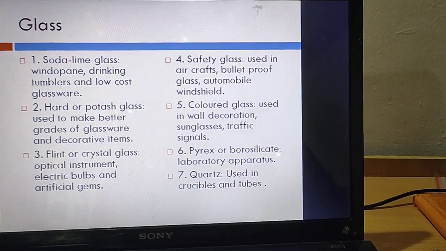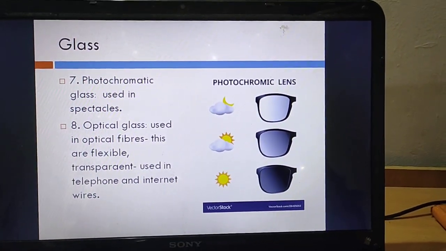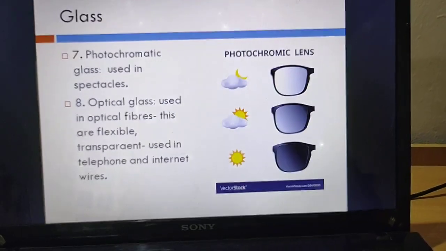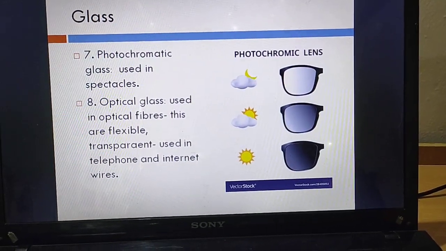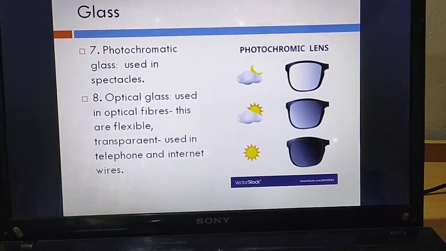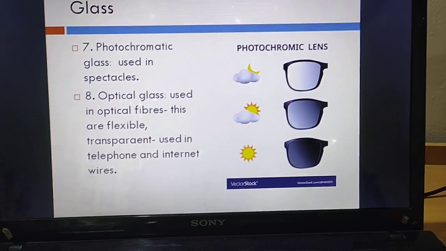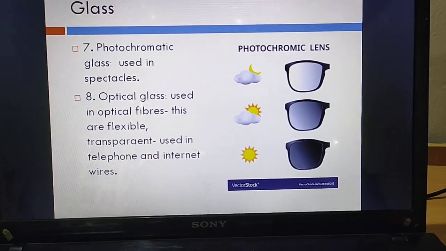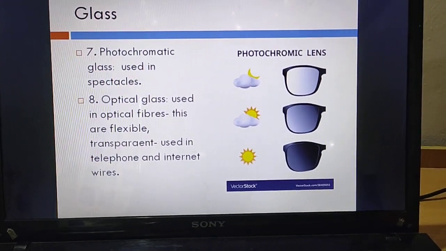The next type of glass which we are going to study is photochromatic glass. This photochromatic glass is a special type of glass and specially used in spectacles. It usually changes color when exposed to ultraviolet radiations and turns back to its original color when not exposed. So here in the image also you can see, depending on the amount of light, the color of the glass is changing. And the last type of glass is optical glass.